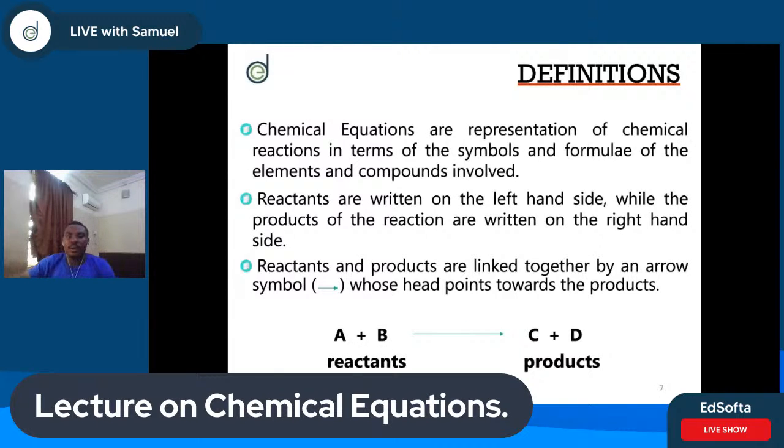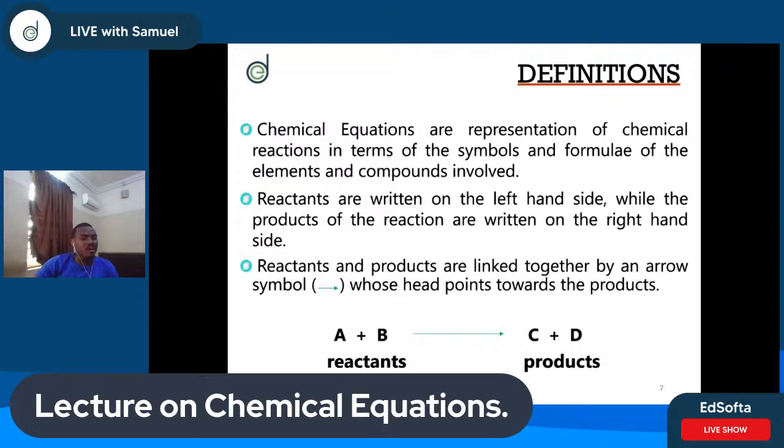Now, chemical equations are a representation of chemical reactions in terms of symbols and formulae for the elements and compounds involved. This all comes from the two types of changes that we have: physical changes and chemical changes. Physical changes are more or less the ones that we can see: change in shape, change in size, boiling, change in physical state, even change from solid to liquid to gas.